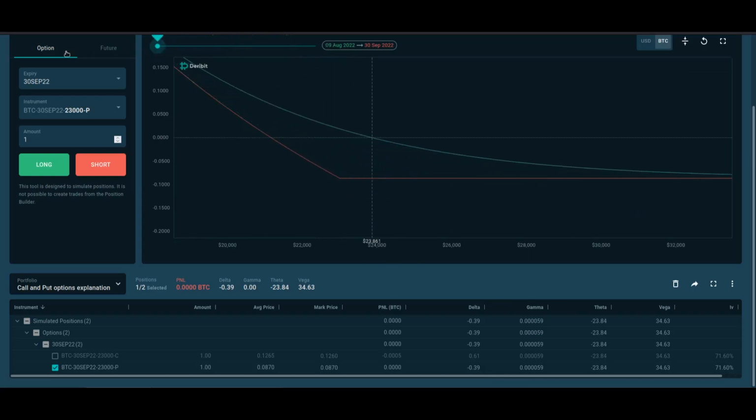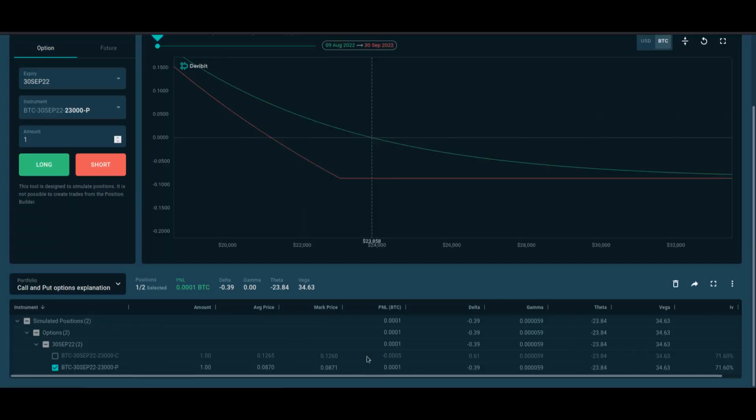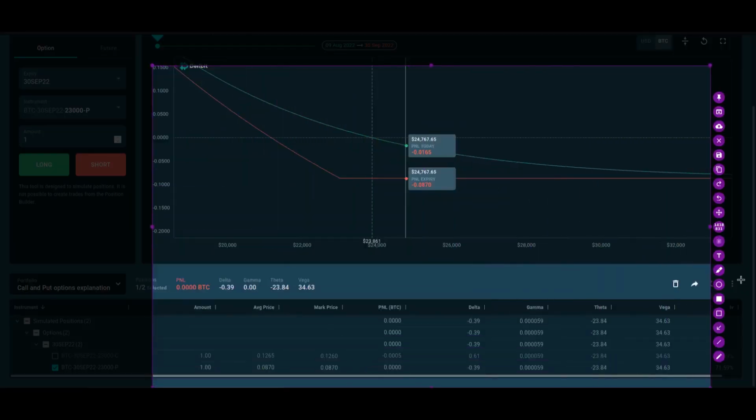And our maximum loss is the same as the option price, which is 0.0887 of BTC. We can see it as the P&L expiry max loss, here and here, everywhere the same losses.